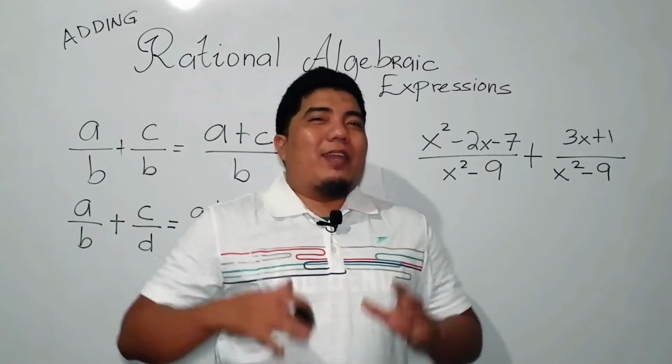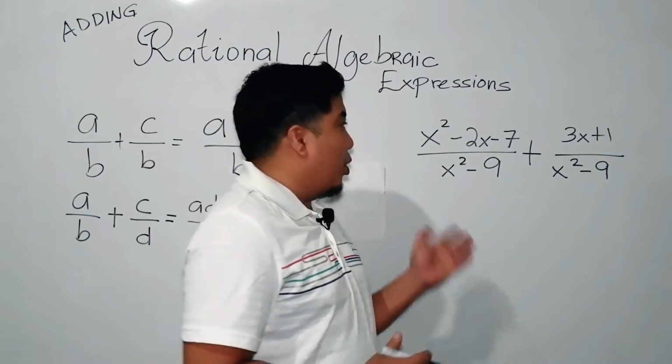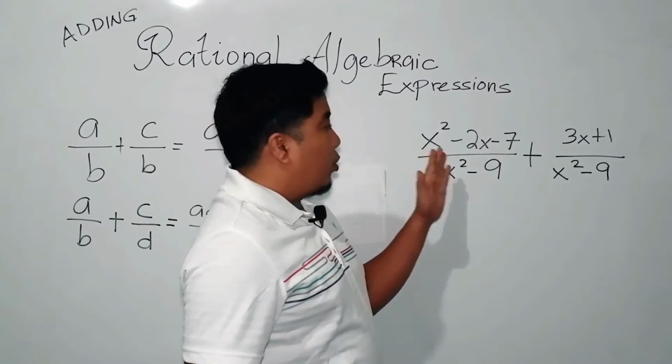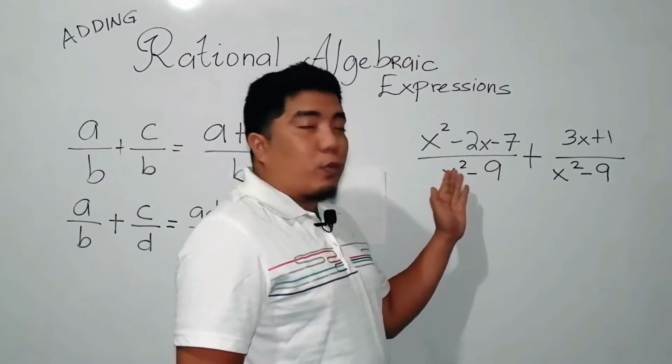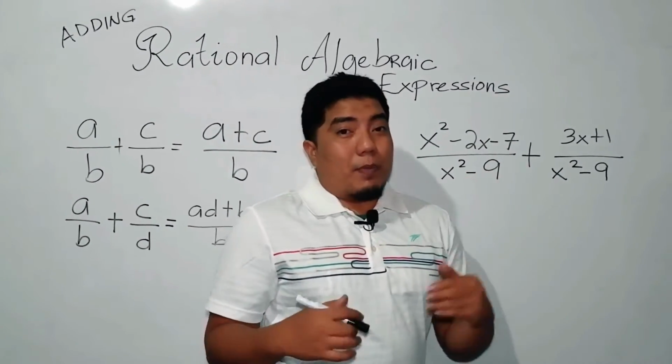Okay, math learners, we are here in our first actual example for rational algebraic expressions. So we have x squared minus 2x minus 7 over x squared minus 9, plus 3x plus 1 over x squared minus 9.